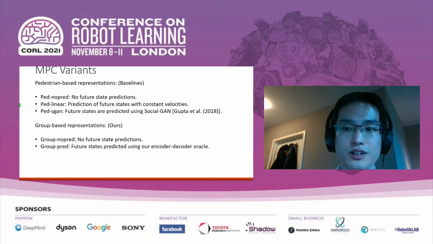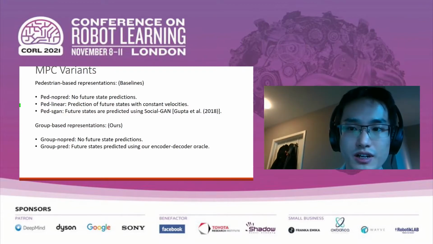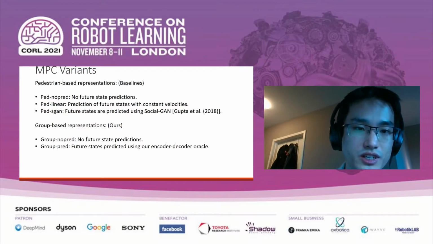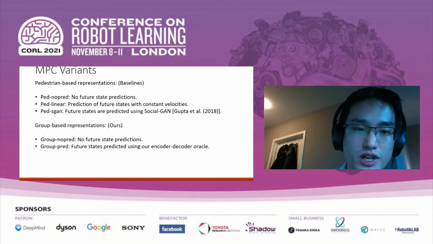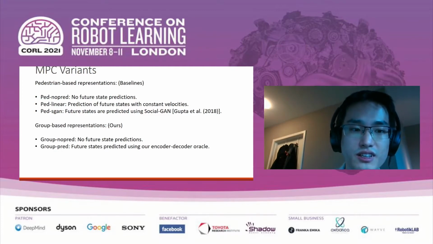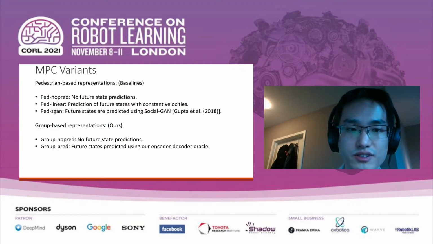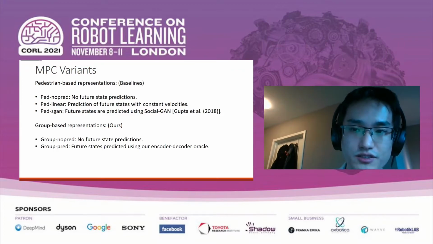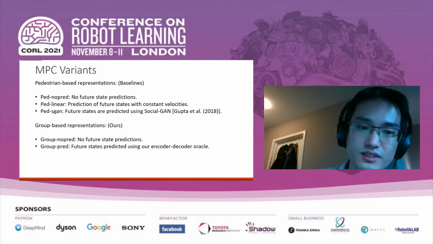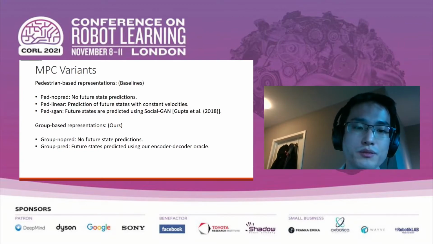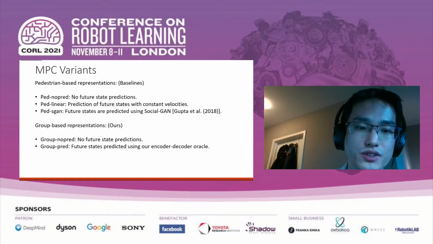So moving on to our approaches, all the approaches are integrated into the same NPC framework, and we are largely using pedestrian-based representation models as our baselines. So the three variants are PAD no pad, where no future state predictions are considered. And we have PAD linear, where the future locations of the pedestrians are predicted using constant velocities. And we have PAD S-GAN, where the future states of the pedestrians are predicted using a relatively popular trajectory prediction model, the Social GAN. And for our models, we similarly implemented a version where we do not consider any future state predictions.